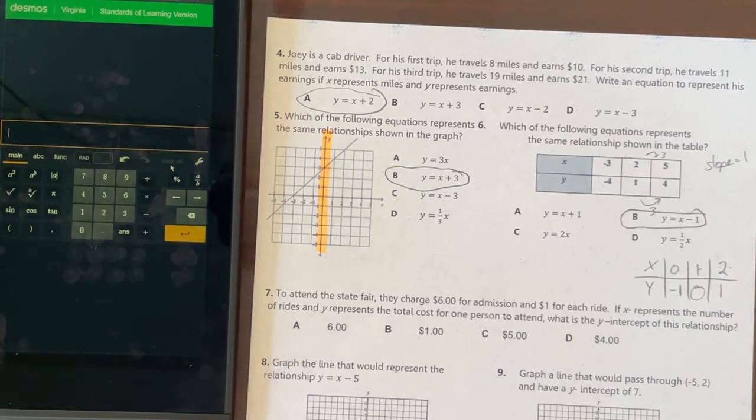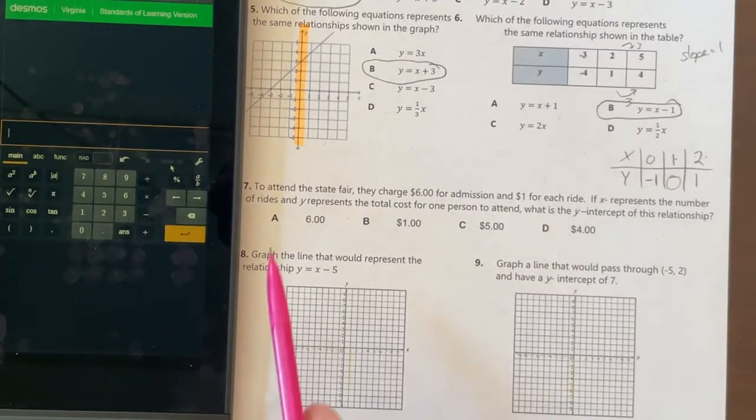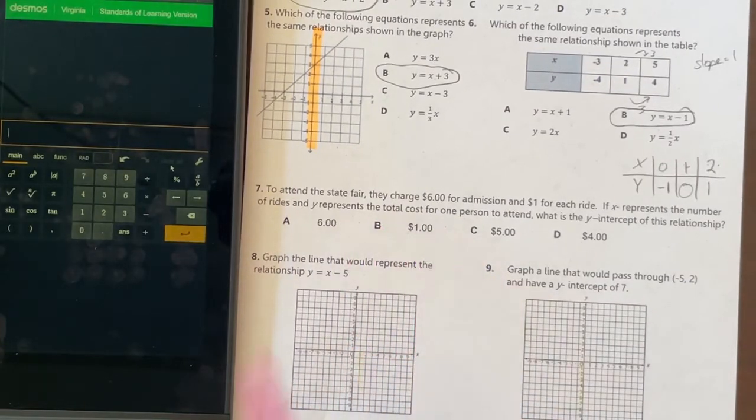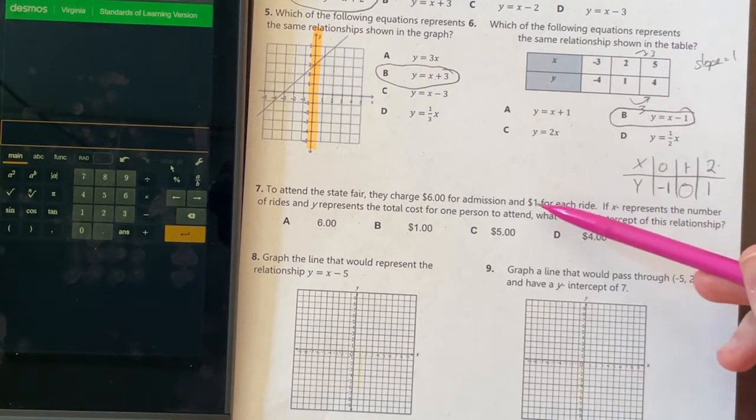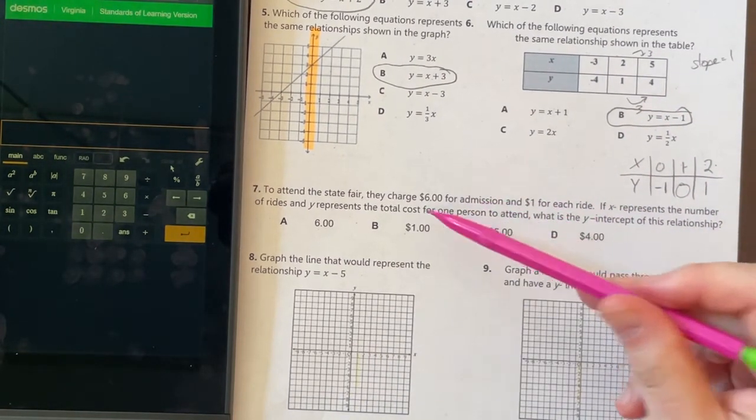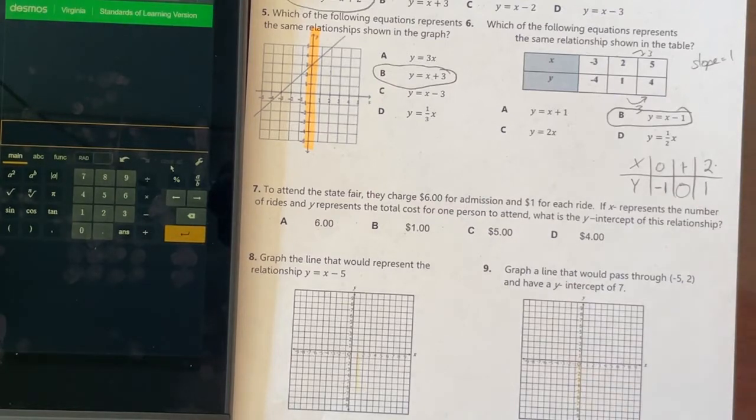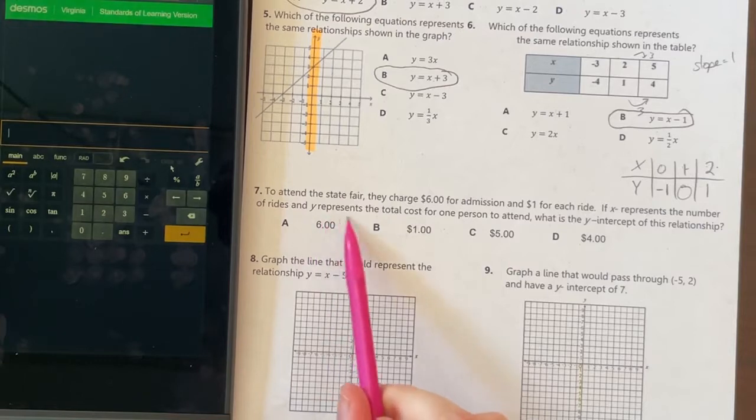And then for number 7, it says this. It says to attend the state fair, they charge $6 for admission and $1 for each ride. If x represents the number of rides and y represents the total cost for one person to attend, what is the y-intercept of this relationship? So again, this is a similar situation. It's saying 1 is the slope, and so it's initial cost. You know, when you first walk in, even if you didn't ride any rides, it's still going to be $6 to get in.